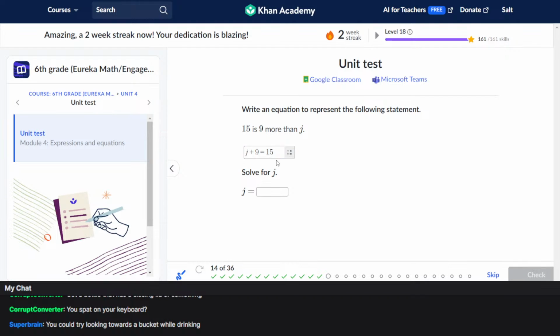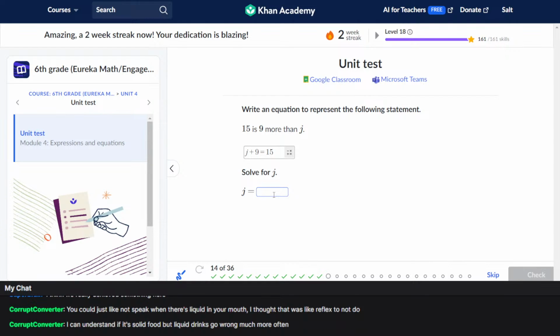15 is 9 more than... Wait, what did I do, J? Is this what I wrote? Is this what it's saying? 15 is 9 more than J. This is J. Is that the same thing as J plus 9? Superbrain says I think we really achieved something here. I did this. J equals... This better be right. 4... Corrupt Converter says no.